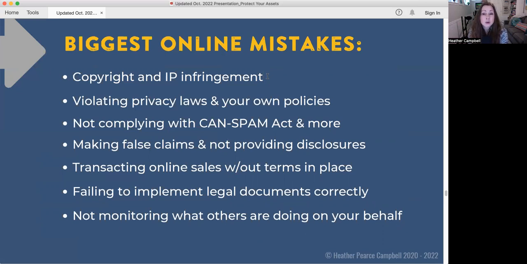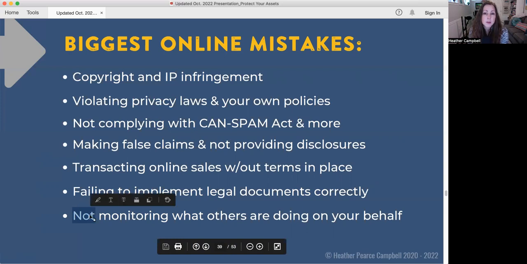Transacting online sales without terms of purchase. This is a huge one because you put your course online and you sell it and then somebody rips it off and you don't have any terms in place that say you can't do A, B, C, and X, Y, and Z with this, right? Along with other things that should be covered in your terms of purchase. So don't do this, right? You need terms of purchase to protect your merchant account, to protect against chargeback and refund fraud, right? Next one, failing to implement legal documents correctly, right? Somebody goes, oh, I have a privacy policy, just didn't get utilized the right way, or people didn't achieve constructive notice when they put their documents on their site. So there's some things that you have to understand about how to do this the right way. It's not just about the documents.